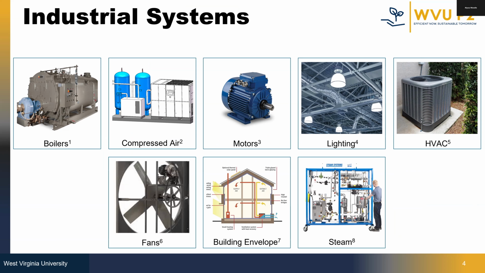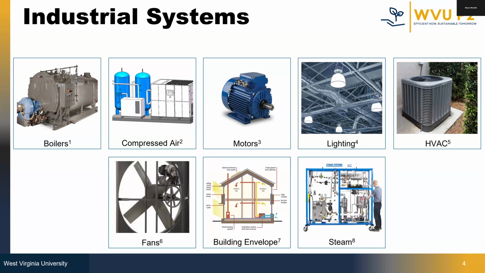Motors are the workhorses of industry. They drive a wide range of equipment and processes. While small facilities may only contain a few motors, larger facilities can contain hundreds, if not thousands, of motors. Fans are used in ventilation, cooling, and various industrial processes. Fans are used to manage airflow. Compressed air is a common utility in many industries, used for powering tools, equipment, and processes.